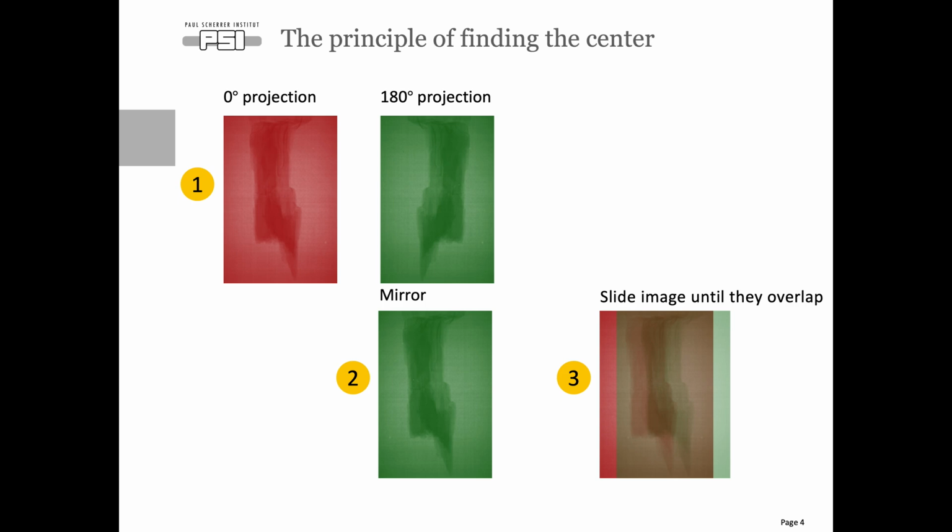The principle for finding the center is that you take two projections on opposite sides of the object, one at 0 degrees and one at 180 degrees. Then you flip or mirror one of the images. In this case, I did the 180 degrees. And you slide the two images until they perfectly match each other. The displacement you have to do is the one that you need to adjust the center of rotation relative to half of the image size. So this is the basic principle.